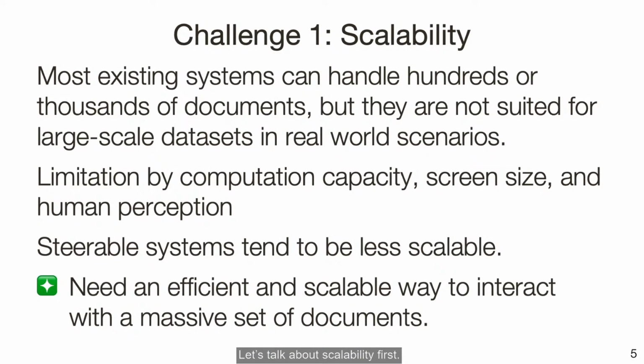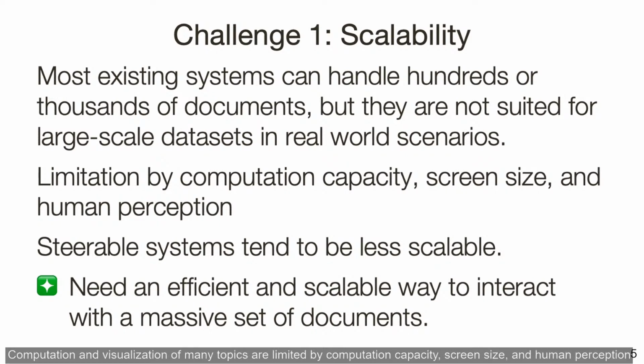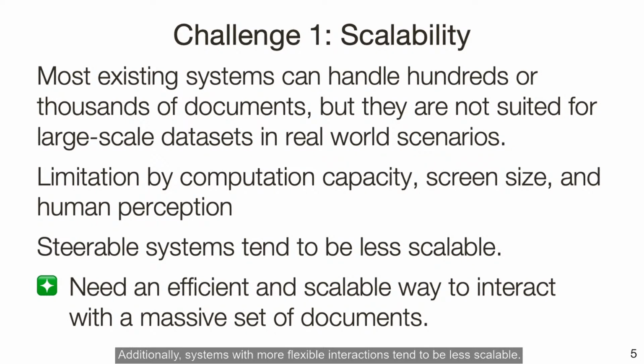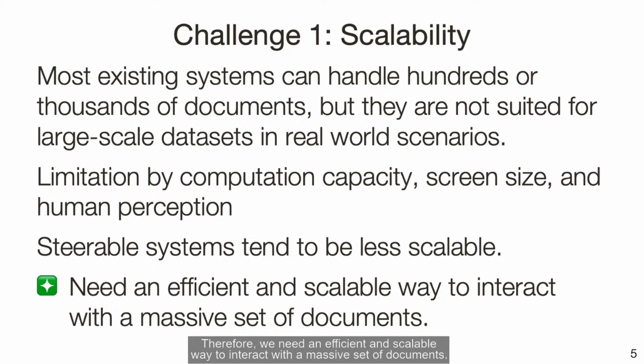Let's talk about scalability first. Most existing systems can handle up to thousands of documents, but they're not well suited for large-scale datasets in practical scenarios. Big datasets usually require a large number of topics, and computation and visualization of many topics are limited by computation capacity, screen size, and human perception. Additionally, systems with more flexible interactions tend to be less scalable. Therefore, we need an efficient and scalable way to interact with a massive set of documents.